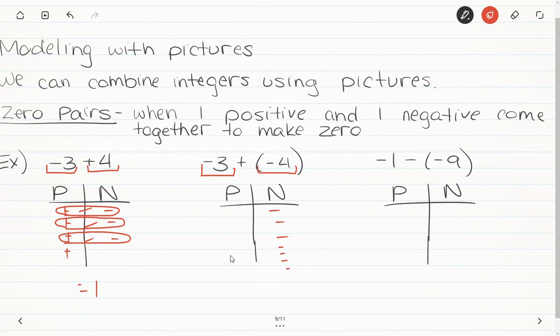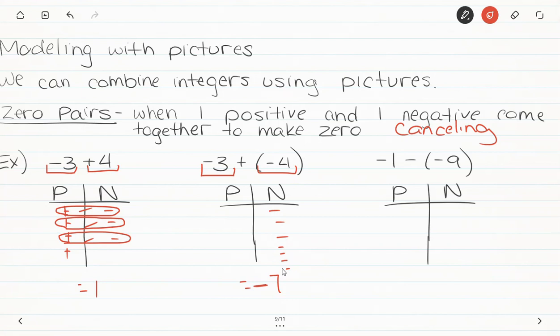Well, I don't have any positives in this problem, so therefore I don't have any zero pairing to do. I don't have any matching up of opposites that cancel each other, because you can think of zero pairs as canceling. So if I just count them up, 1, 2, 3, 4, 5, 6, 7, this would equal a -7 because all of these are negative.